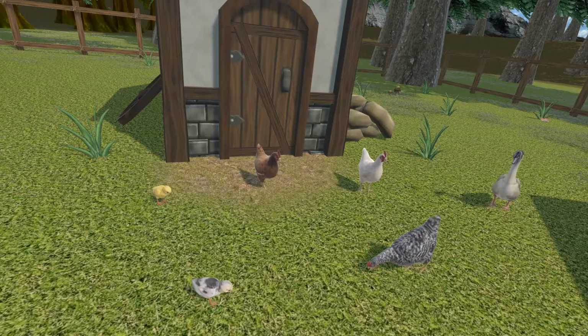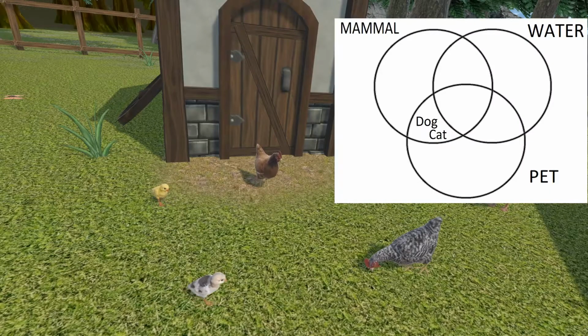Chickens can be had as a pet. I know a few people with chickens as pets. However, they're not a mammal, they're a bird. And they don't like to live in water. So chickens are going to go into our just pets circle.